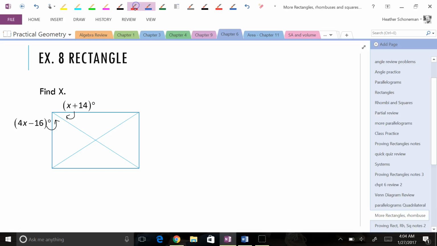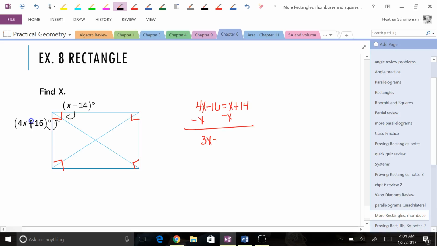Okay, now let's find a rectangle. If it said rhombus, these two angles would be congruent. But because it says rectangle, the corners of a rectangle are all 90. That means these two angles add to 90. So we get 4x minus 16 equals x plus 14. We'll subtract x from both sides. So I get 3x. Oh, I forgot to change. We need to change this to a plus. For this problem. Oh my gosh, I totally messed this up.